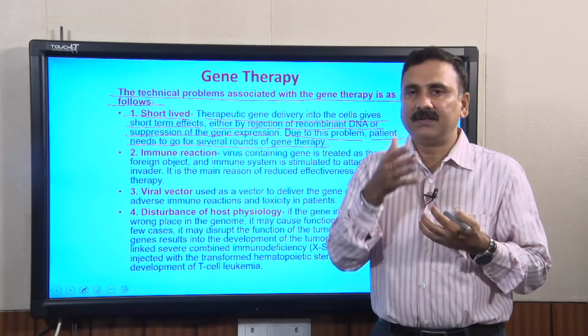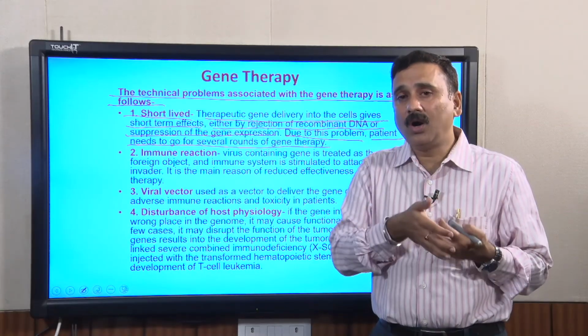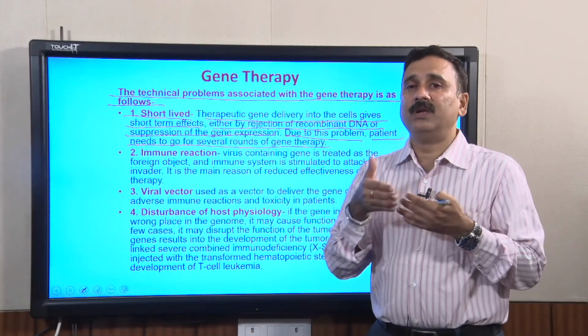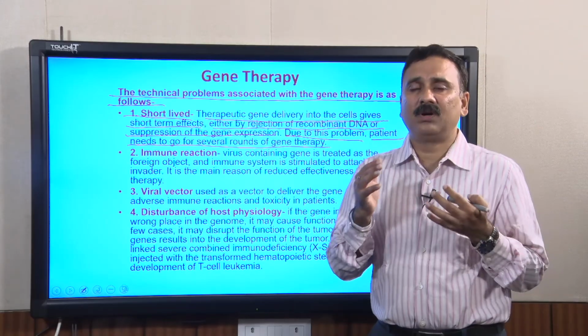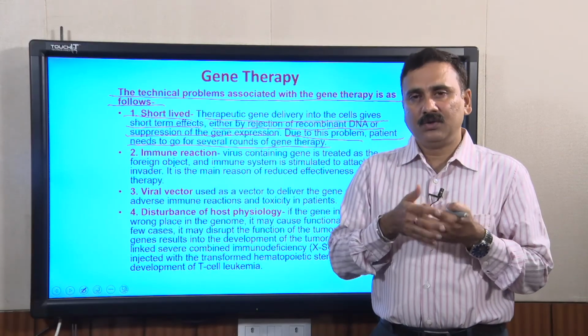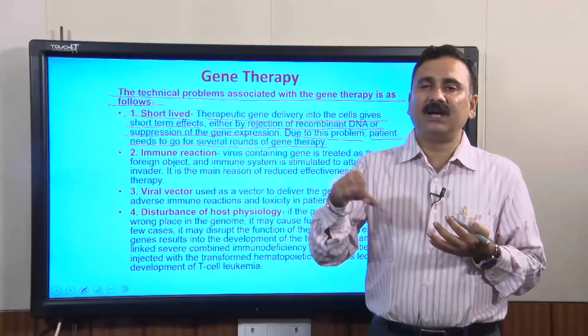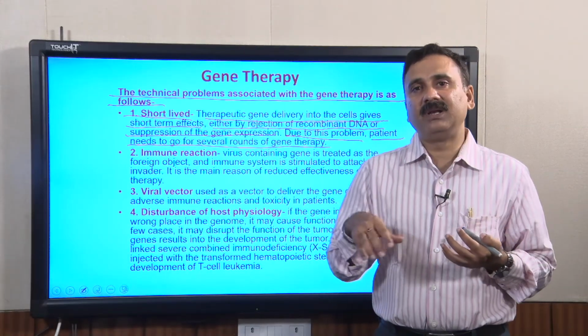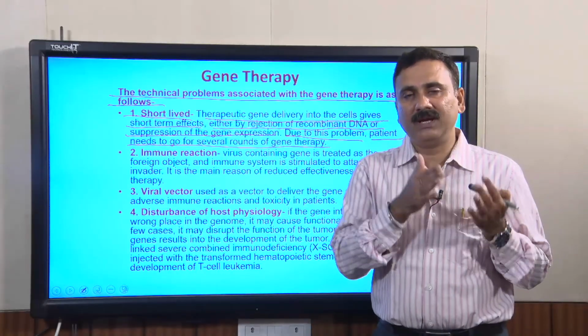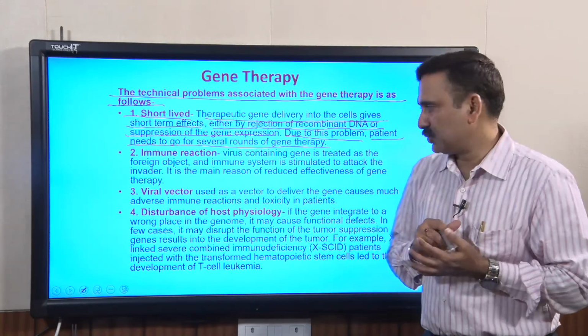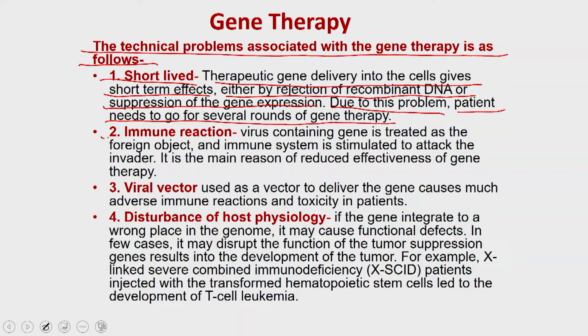These cells, or the DNA itself, are going to be short lived, and because of that, in due course the effect is going to be over. So you might need multiple injections to maintain the level of protein production. The second, which is actually more serious, is the immune reactions.